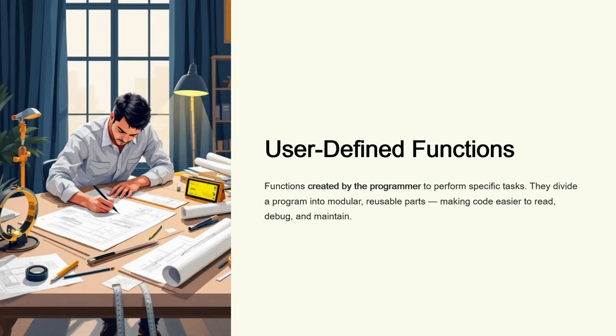Now let us move to the second type, user-defined functions. These are functions created by the programmers to perform specific tasks. They divide a program into modular, reusable parts, making code easier to understand, read, debug, and maintain. Unlike library functions, user-defined functions are created by the programmer to perform specific tasks according to the program requirements. They allow us to divide large programs into smaller, manageable parts.